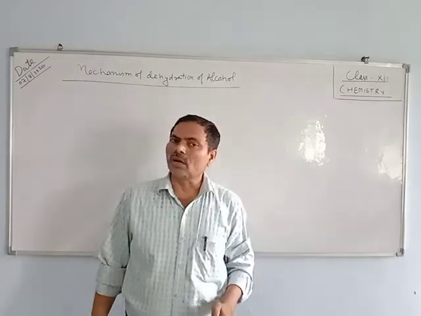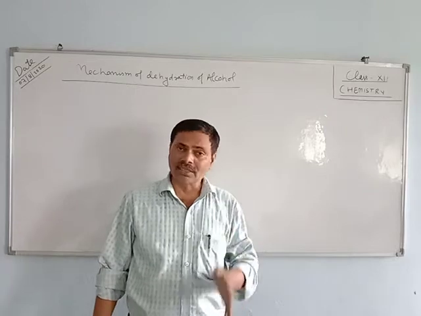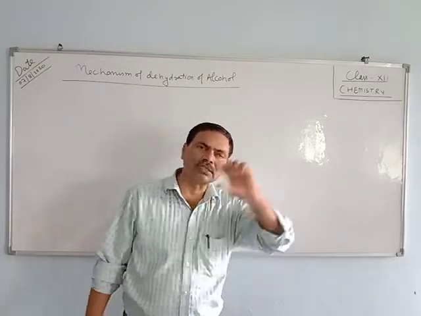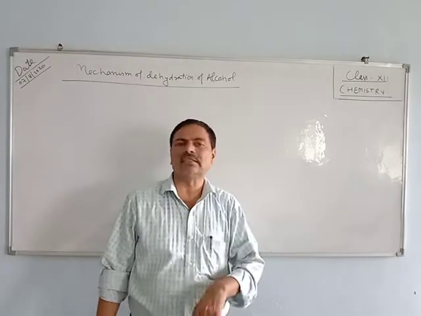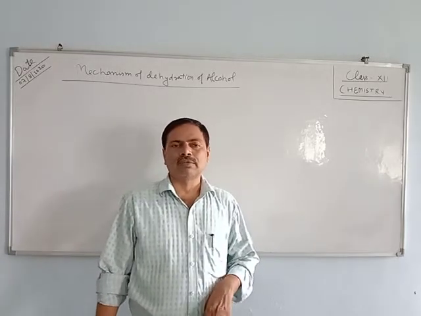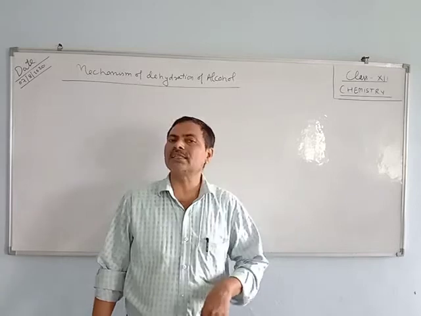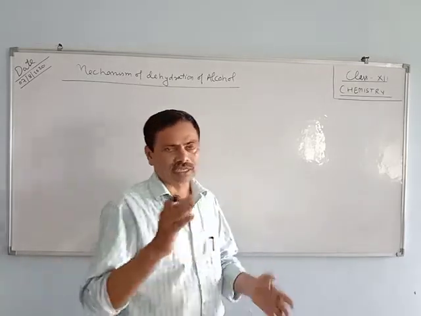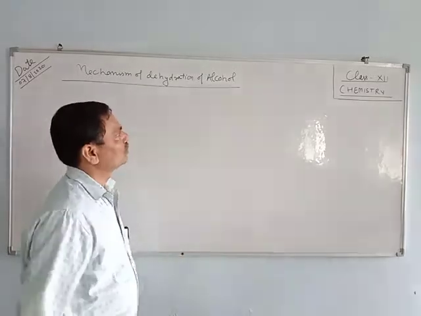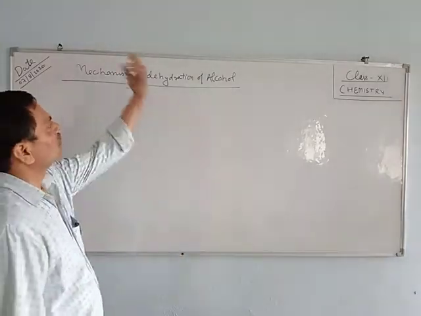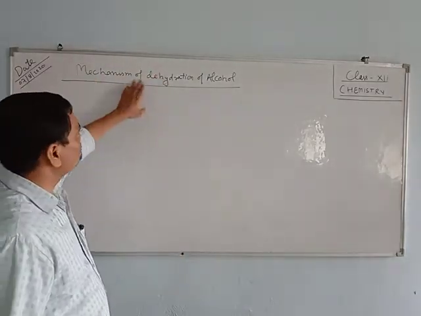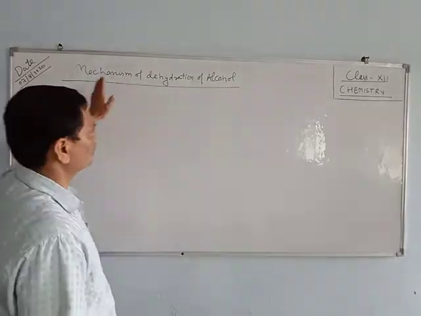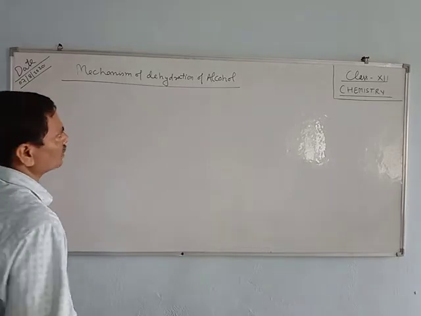When ethanol is treated with concentrated sulfuric acid at 160 to 170 degrees Celsius, it gives ethene. But when this reaction takes place at 140 degrees Celsius, it gives diethyl ether. That is, it depends on the temperature. First of all, I am discussing the mechanism of dehydration of alcohol to form alkene. We discuss here the formation of alkene.